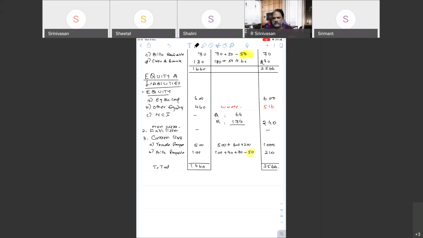Only 50, whichever is lower, whatever amount is appearing or the amount given here for mutual transactions. Here the mutual transaction is 70, but bills receivable appearing is only 50. So only 50 we have to subtract, not the 70 that I have highlighted. With this, today's class is over. Our holding-subsidiary part is over now. The rest we'll see in the next class.